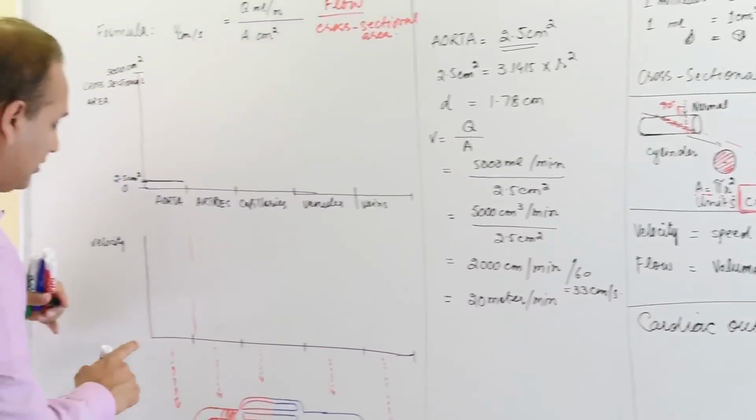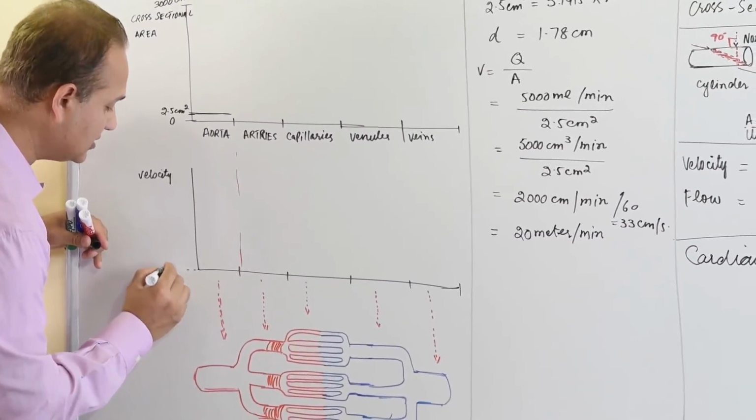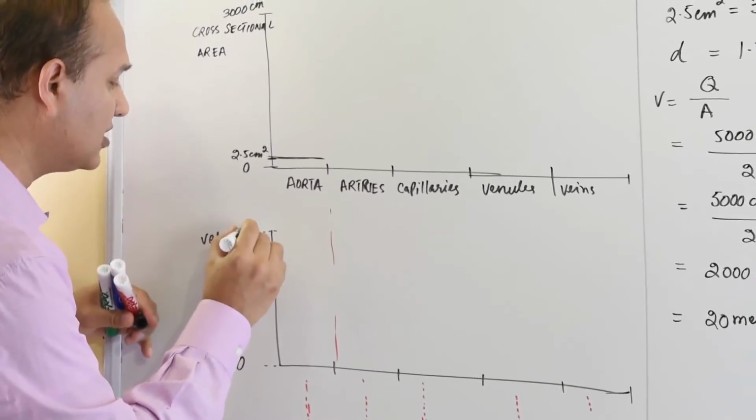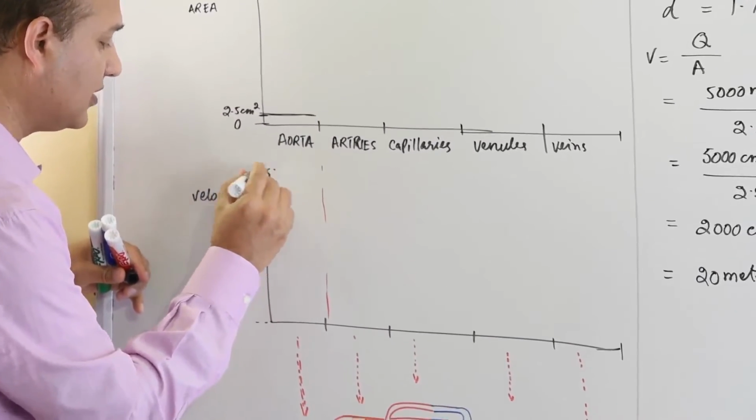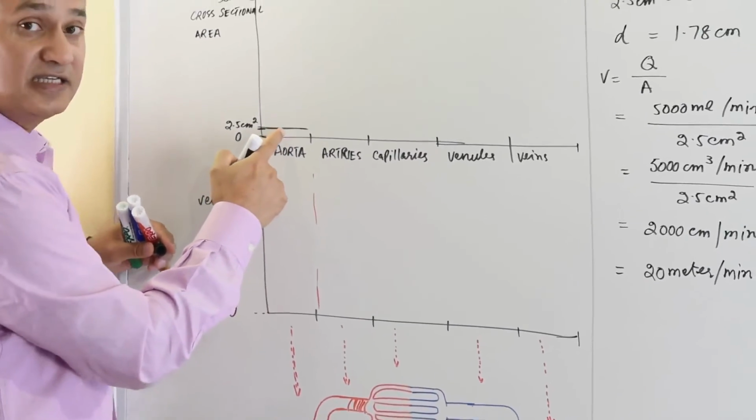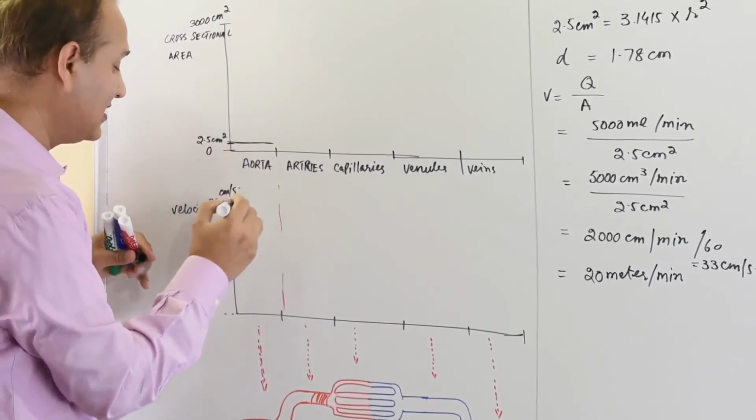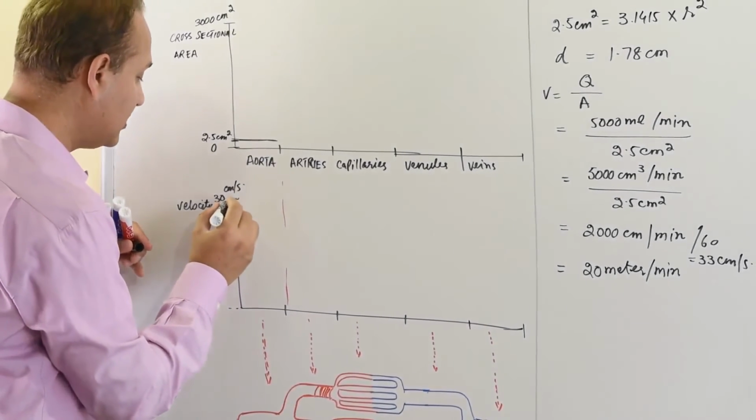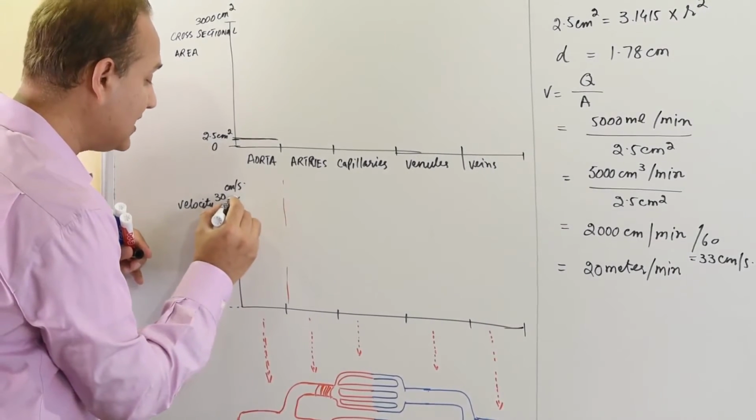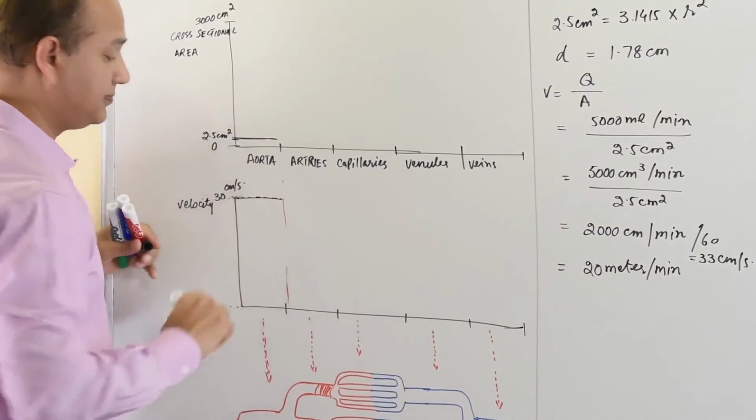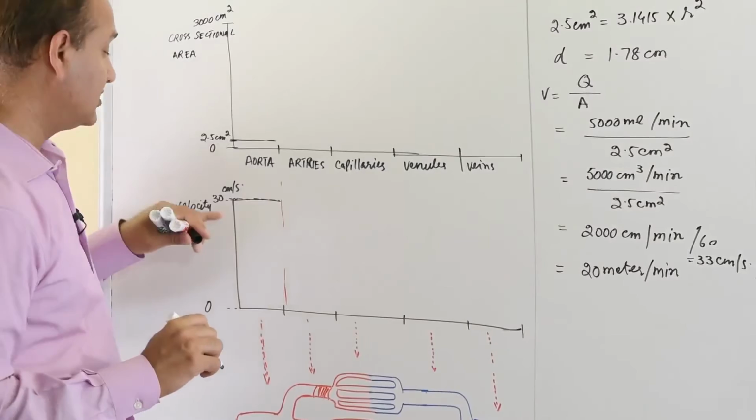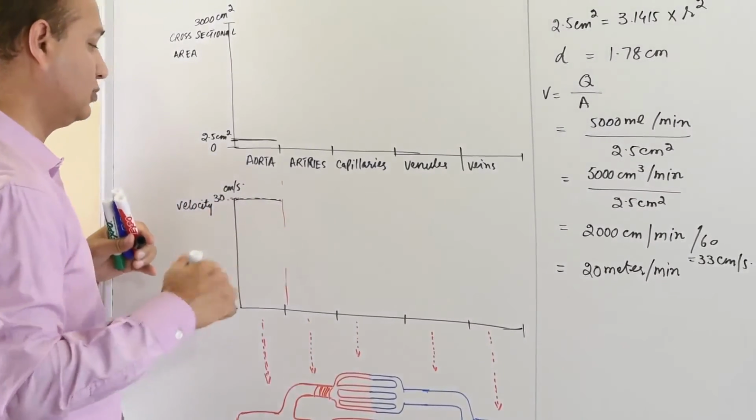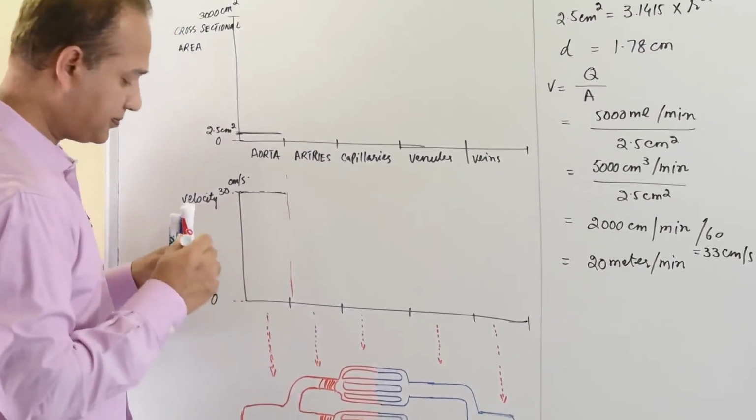So here, velocity, if this is the 0 and this is, let's say, aorta, it is going to be the highest, so let's call it 30 centimeters per second. The aorta, which has the smallest diameter, actually smallest, has the highest speed, 30 centimeters per second or about 20 meters per minute. That's a lot of speed. Now let's talk about arteries.